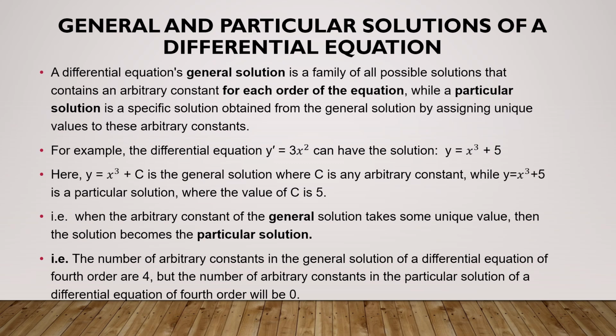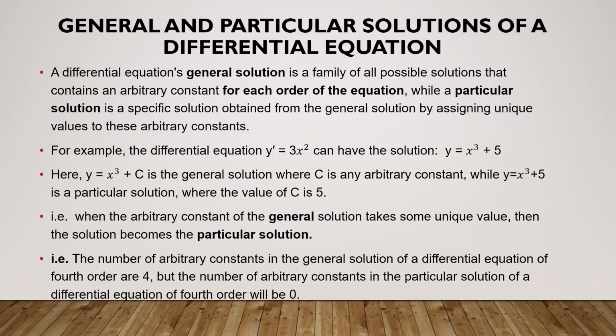But suppose I can write any value for c. Suppose I write y is equal to x cube plus 5, then it will become a particular solution, where the value of c has been taken as 5. So when the arbitrary constant of the general solution takes some unique value, then it will become a particular solution. I think it is clear.